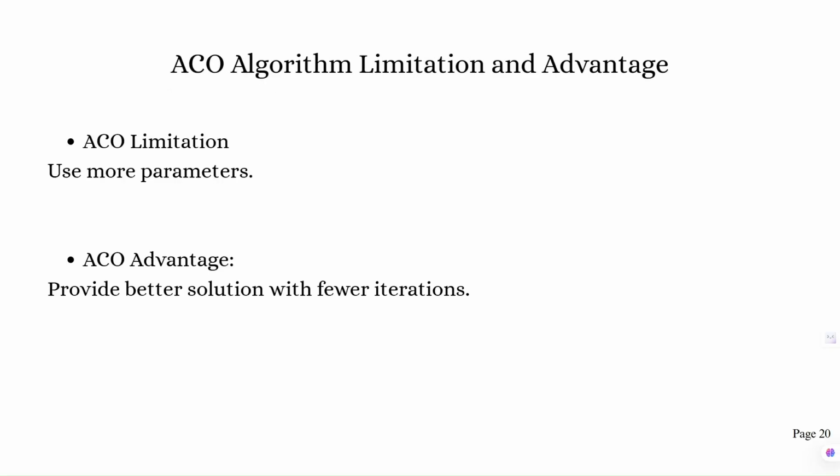Here are some of the limitations and advantages. The ACO limitation is that it uses some more parameters such as alpha, beta, and rho. The advantage is that it provides a better solution with fewer iterations. Despite the parameter tuning, ACO often excels at finding high quality solutions.